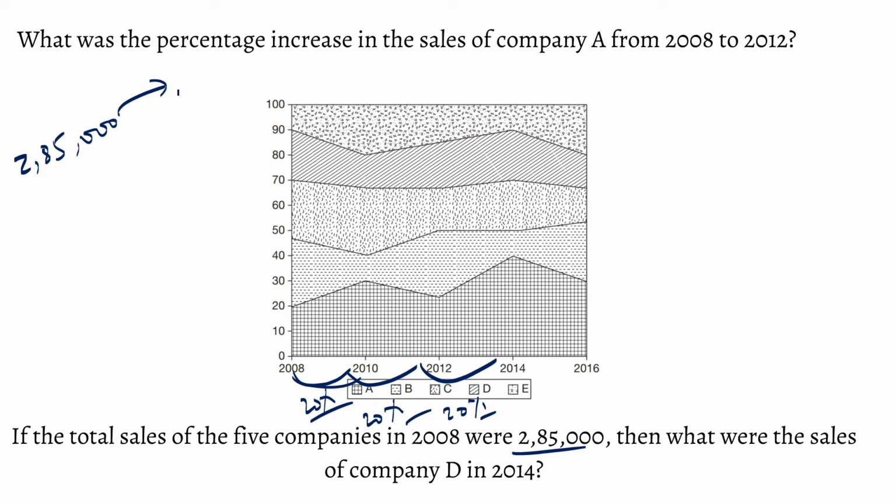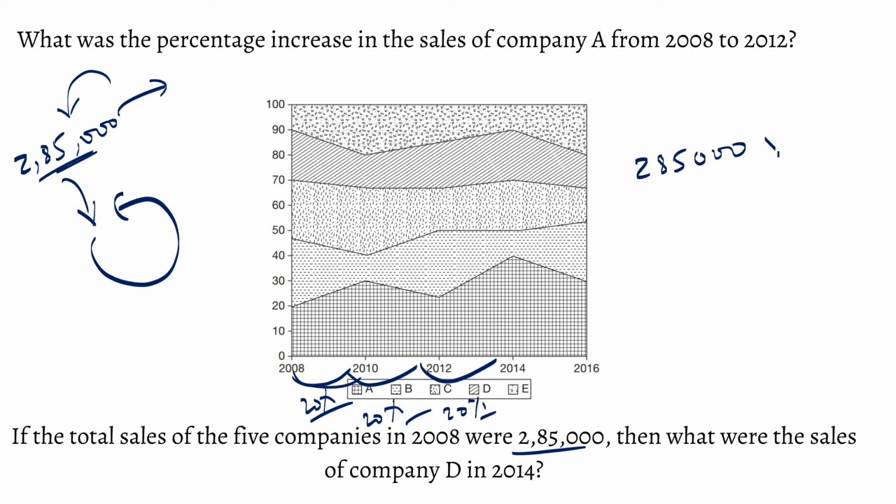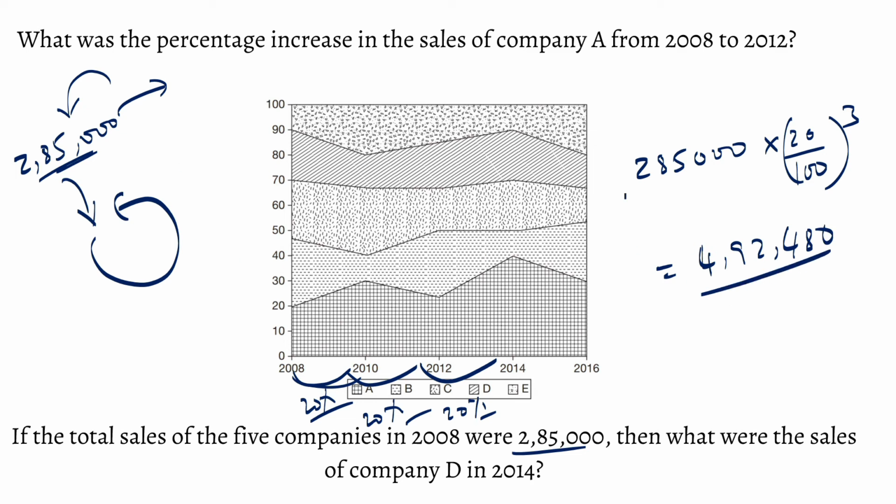So from 2,85,000, it's like compound interest. If you observe here, it's not simple interest, it's compound interest, because we have to calculate 20% of this value, and add that resultant value to this, then again 20% of that resultant value, and add it. So we can calculate directly like this: 2,85,000 into 20 by 100, how many times? 3 times. If we calculate this, we'll get 4,92,480. This is total sales in 2014, and this is total sales in 2008.